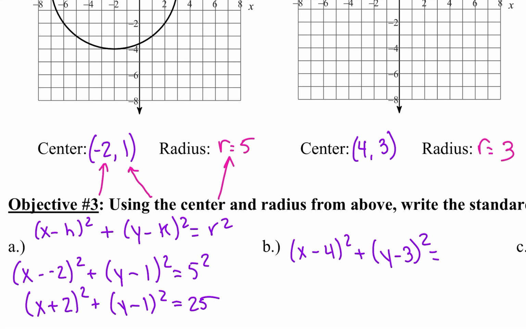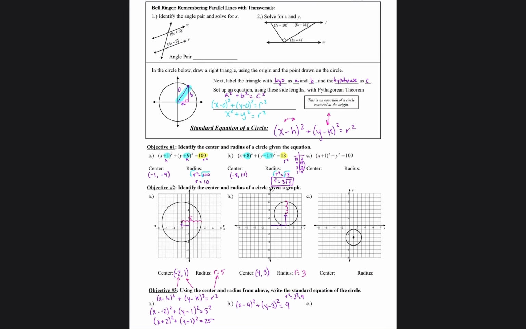+4 became a -4. +3 became a -3. You don't got to do anything extra there. But I do know that this part equals r squared, so r squared would equal 3 squared, which equals 9, so I'm going to put a 9 on that equation.